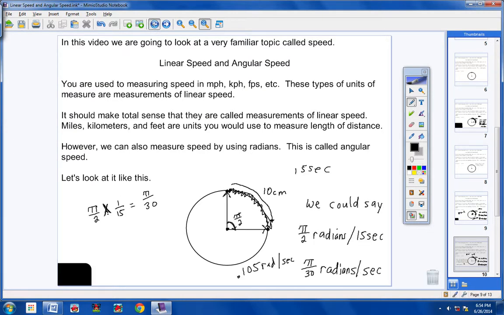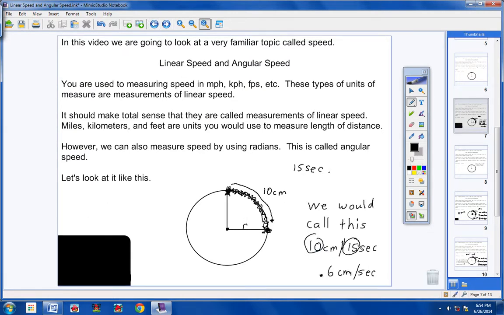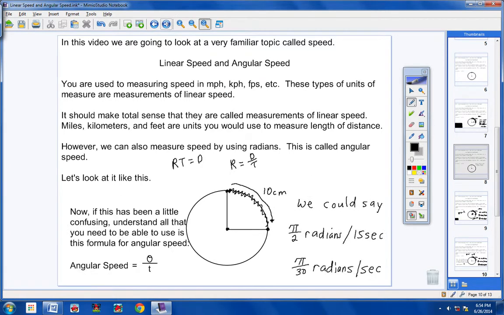That's what we did back here. We said the distance was 10, and we divided it by the time, 15 seconds. So here's a formula for linear speed. And if you're confused about angular speed, use this formula here. You just have your theta, which is your radians, divided by your time. And that's it. It's the radians the object traveled divided by the time that it took. So again, hopefully the explanation I gave you made sense. But if it's a little foggy and you're not really confident, this is the formula you would use for angular speed. All right, let's continue on.